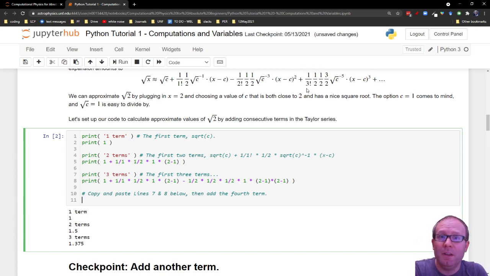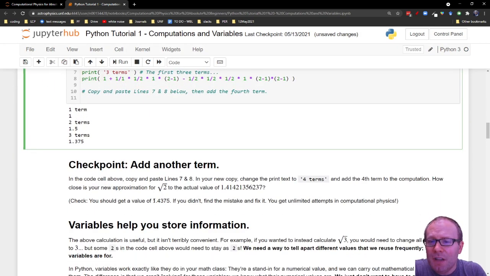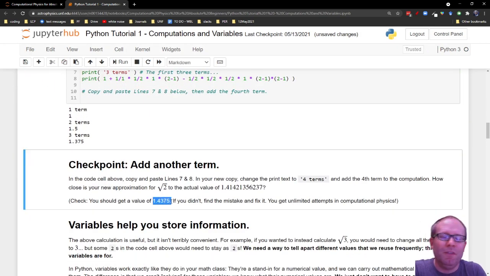You have 1 over 3 factorial. I bet you can find out what 3 factorial is. 2 factors of a half, a factor of 3 halves. 1 to the negative 5 power, and then x minus c to the third power. And so that will get you an even better approximation for the square root of 2. It should come out to 1.4375 if you put everything out there appropriately. That should be the answer that you arrive at.